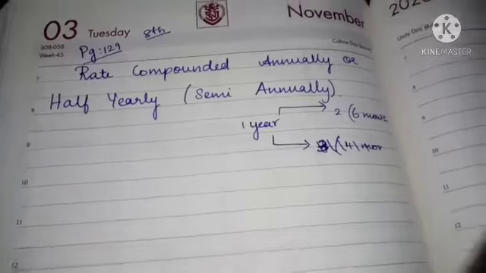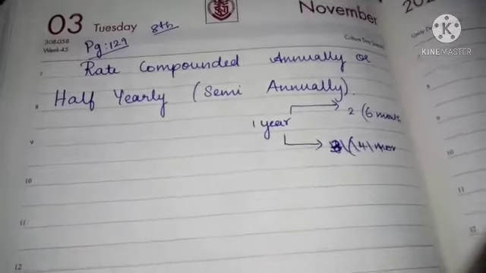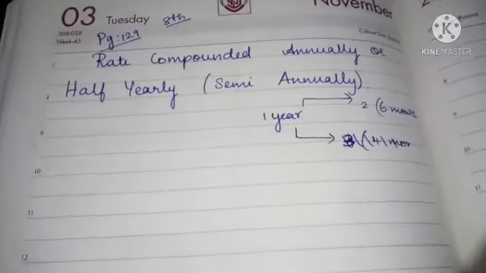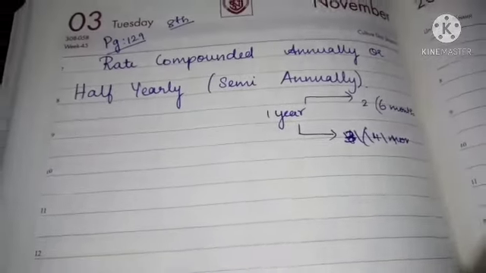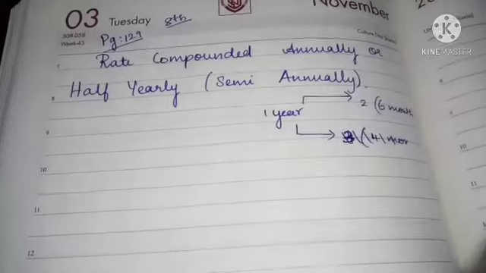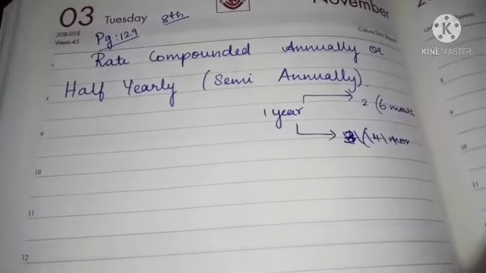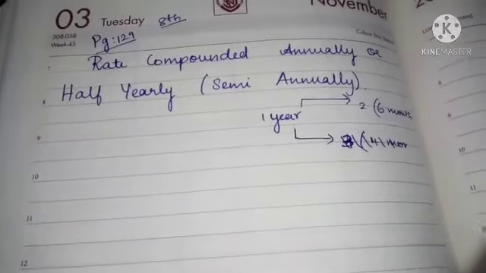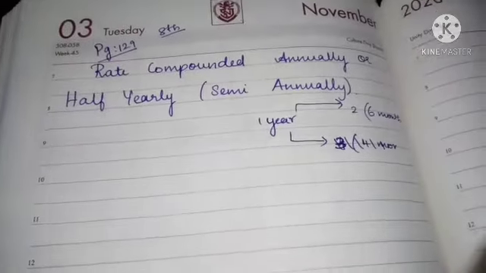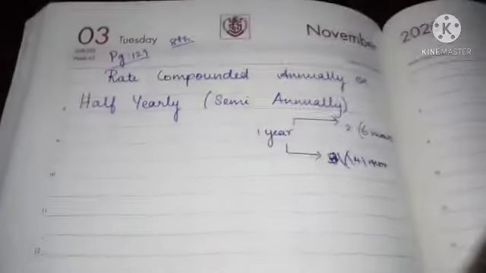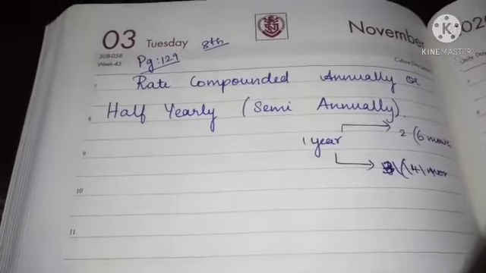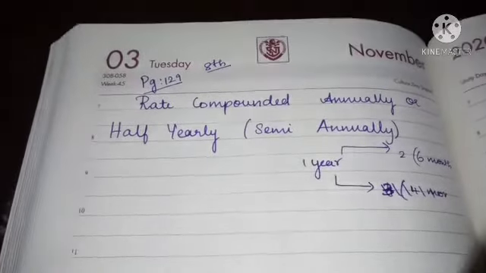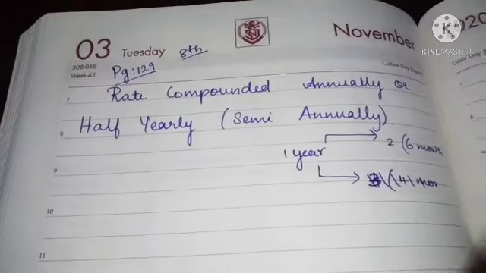Today's class, we are going to start with a new concept, rate compounded annually or half yearly. In the previous problem, you can see that the interest rate of some percentage is compounded annually. It is given like that. It is compounded annually, which means this interest is for 1 year. Whatever conditions you are applying, that is for 1 year.